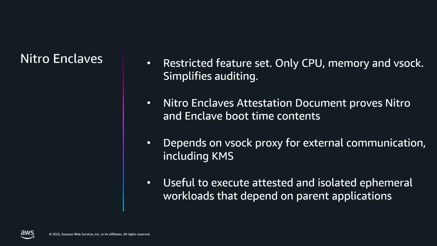The attestation document for Nitro enclaves, again, proves Nitro as well as the Nitro enclave boot time contents. And if you want to communicate to the outside world from a Nitro enclave, everything goes through VSOC, including, for example, access to KMS. So it may be a bit more tricky to set up, but it's usually worth it. So Nitro enclaves is what you use if you want to execute an attested and isolated ephemeral workload that depends on a parent application. Ephemeral because you don't have persistent storage usually, unless you build it on top of it.